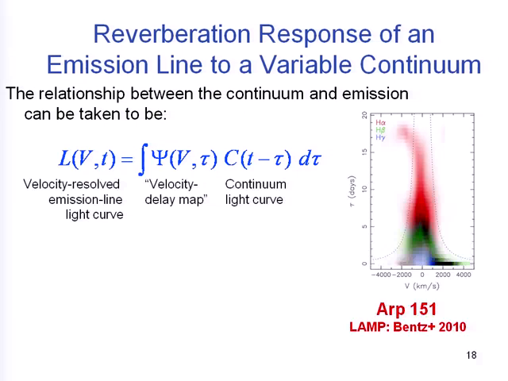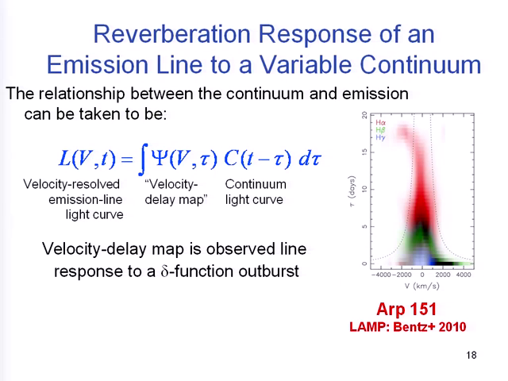So what we have to look at is a convolution of this response, which we call a velocity delay map, with the continuum history. So you can see from inspection that if we replace this with a delta function, the velocity delay map is the emission line light curve that you would see in response to a delta function outburst. Okay, so what we have to do is try to disentangle this, and this is what a real velocity time delay map will look like.